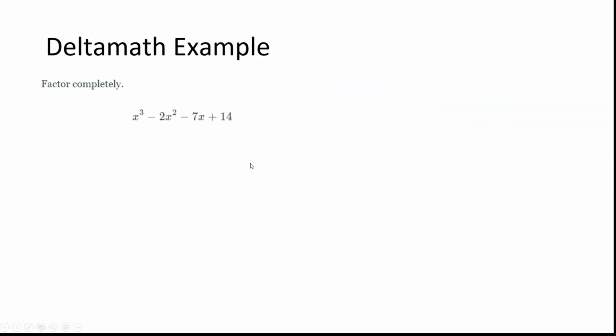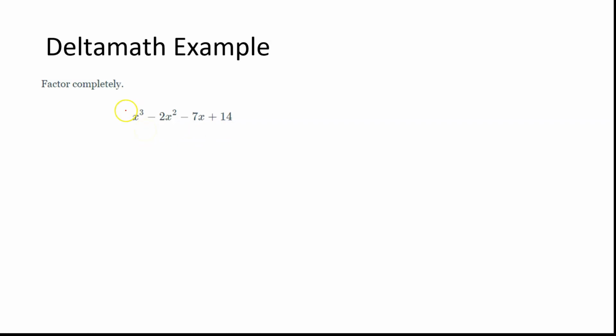Let's try out an example here. It says, factor this expression completely. I have x to the third minus 2x squared minus 7x plus 14. So I have 1, 2, 3, 4 terms. First thing I'm going to do is look for a greatest common factor for everything. I can tell you now that there isn't one. They don't share any numbers, and they don't all share a variable. 14 does not have a variable. So I'm going to move forward with factor by grouping.